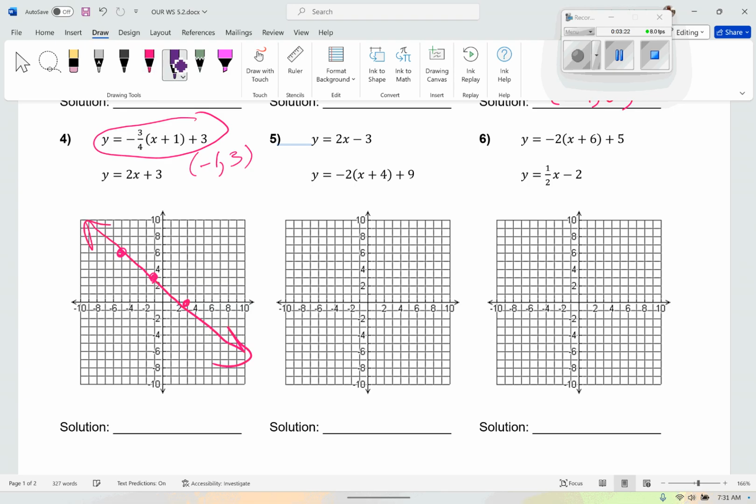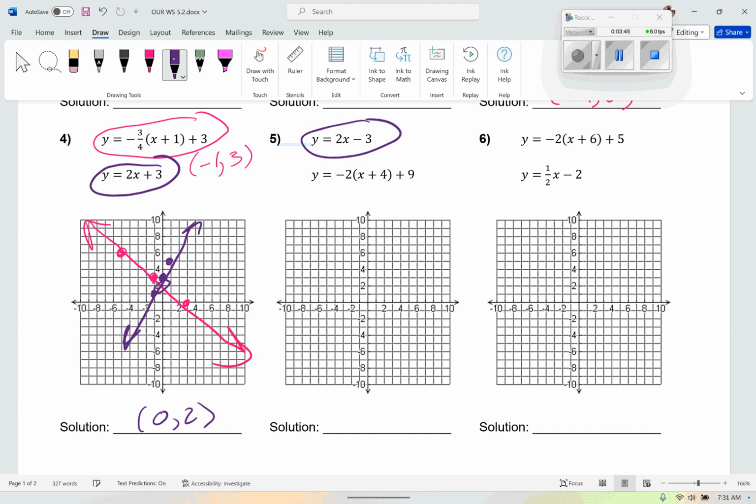There's that line. This one, we have a y-intercept of 3. Slope of 2 over 1. So I'm going to go up 2, right 1, or I can go down 2, right 1. So that appears to cross there at (0, 2).